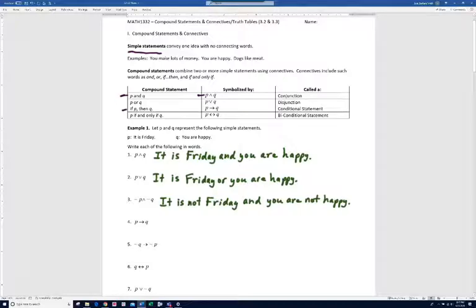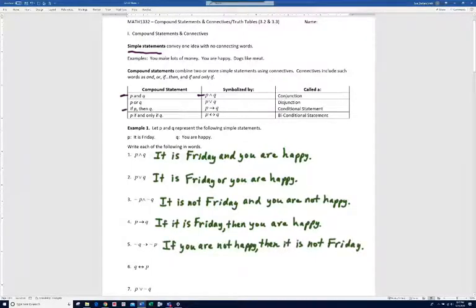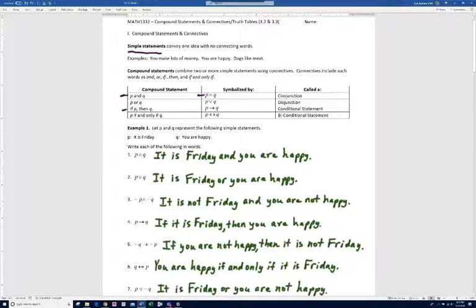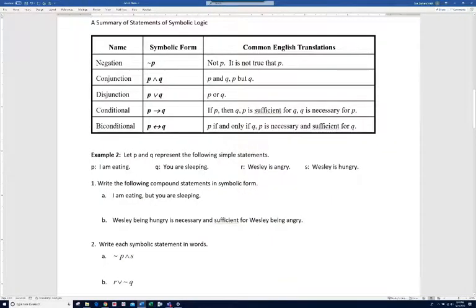Okay, so I'm going to go ahead and put up the answers here. So if it is Friday, then you are happy. That's number 4. On number 5, if you are not happy, then it is not Friday. Number 6, you are happy if and only if it is Friday. And then finally on number 7, it is Friday or you are not happy. All right, so let's move on to the next slide.